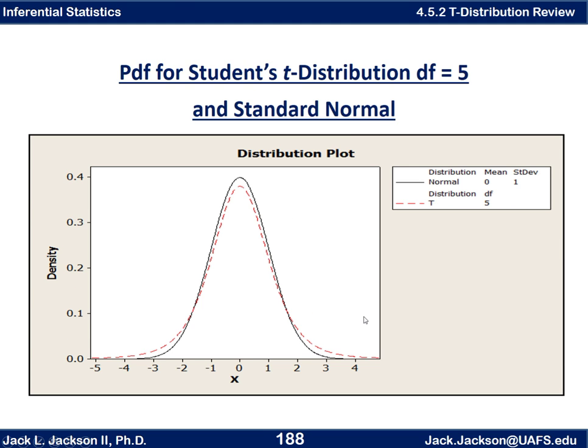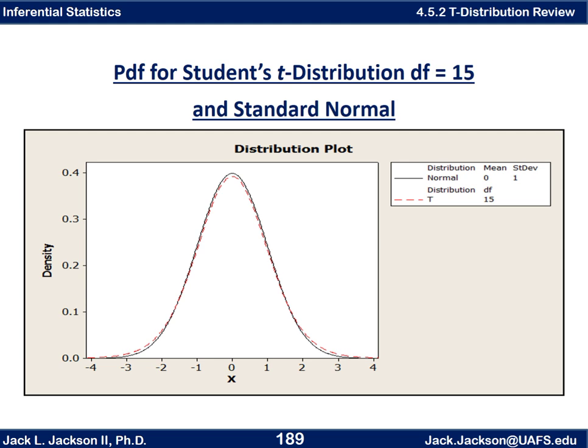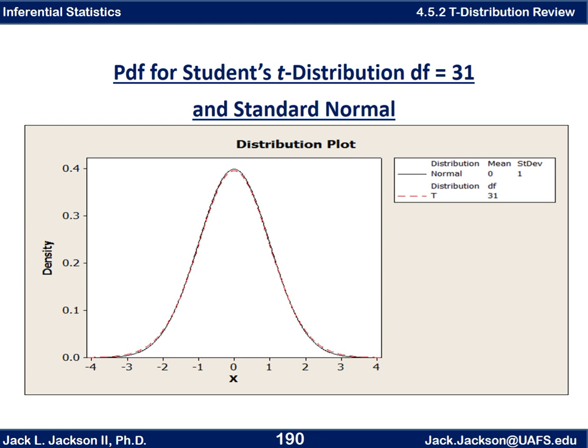Here is a degrees of freedom 5 student's t-distribution graphed along with the standard normal distribution. The standard normal is in black, the student's t is in red, and you see that it's a little wider and shorter and fatter than the normal, but not much different. So the same basic shape. So this is basically a variation on the normal, is one way to think of that. Here is where t has 15 degrees of freedom. It's closer to the normal. And here's one with 31 degrees of freedom. It's extremely close to the normal there.